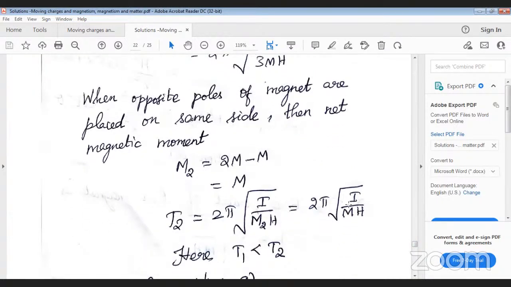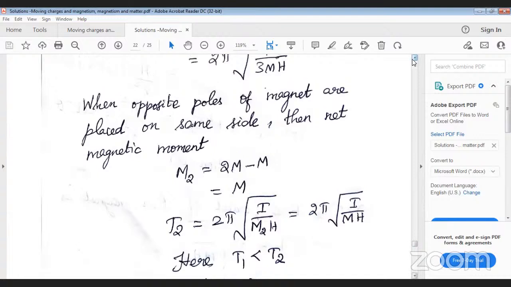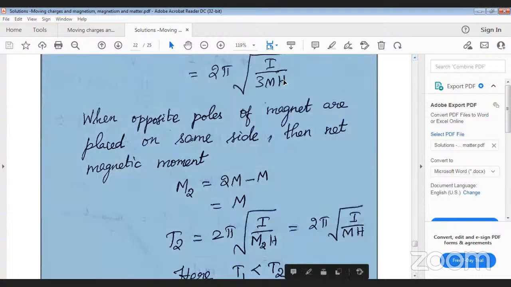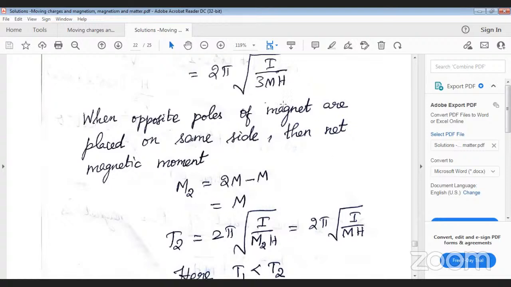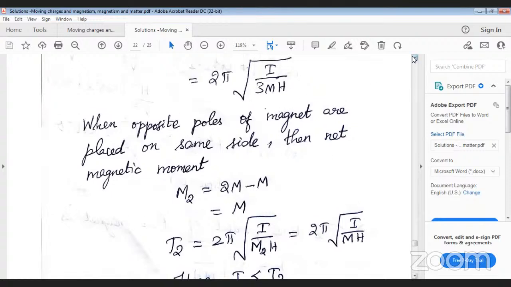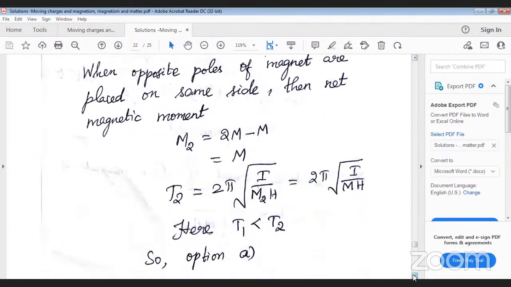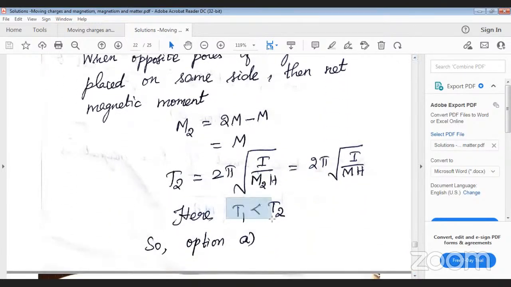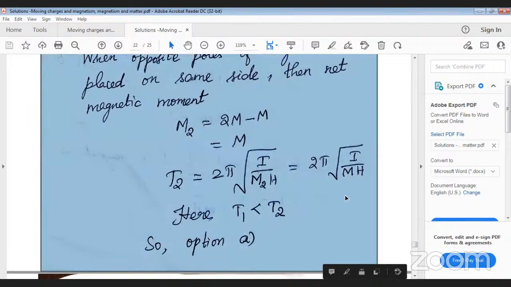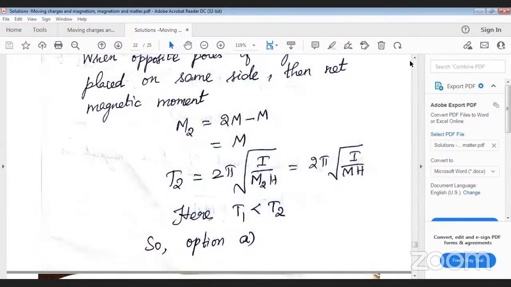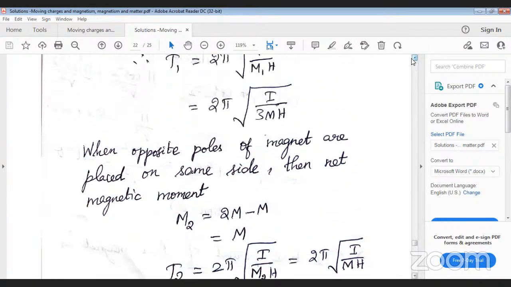Here 3 is the larger value, but it is in the denominator. That will make T1 lesser than T2. From the values of T1 and T2, you can find that T1 is lesser than T2, because in T1 you have the larger value in the denominator, an inversely proportional relation.